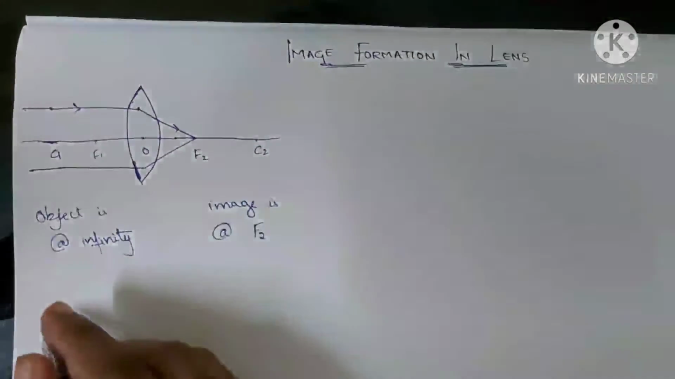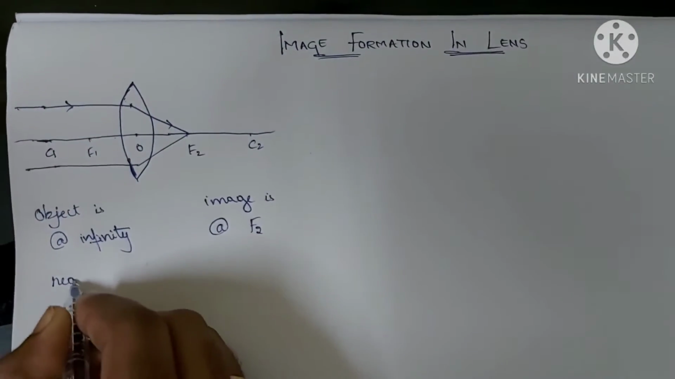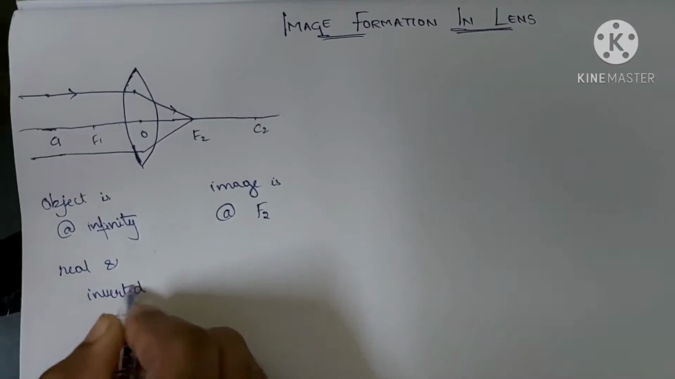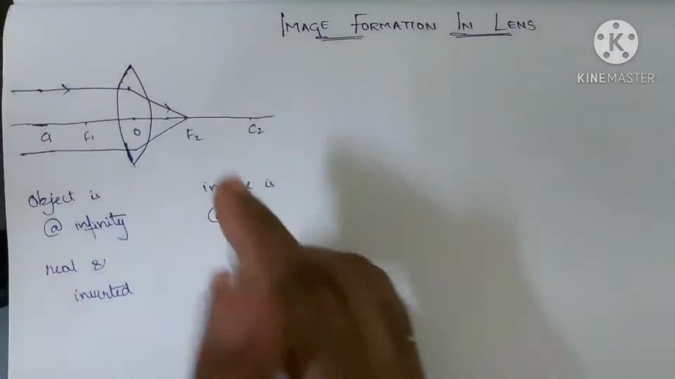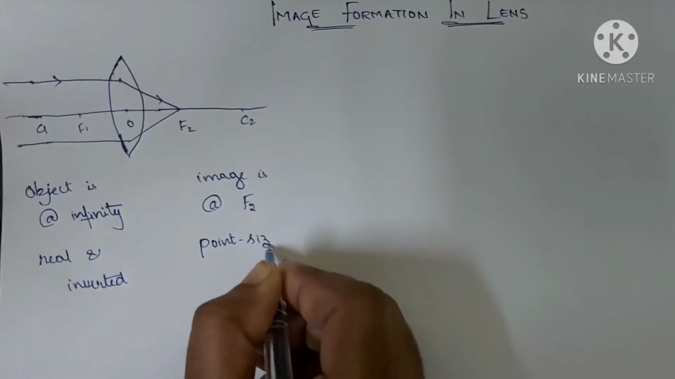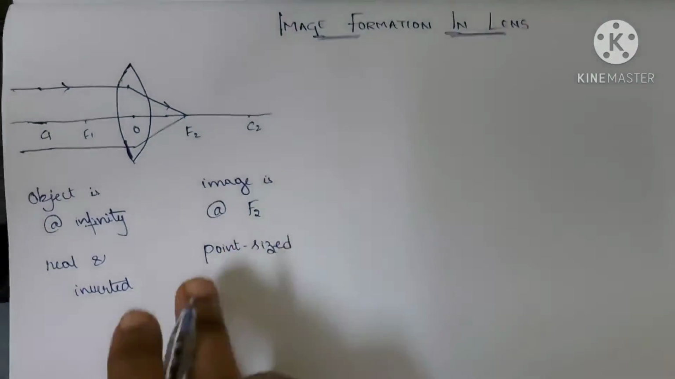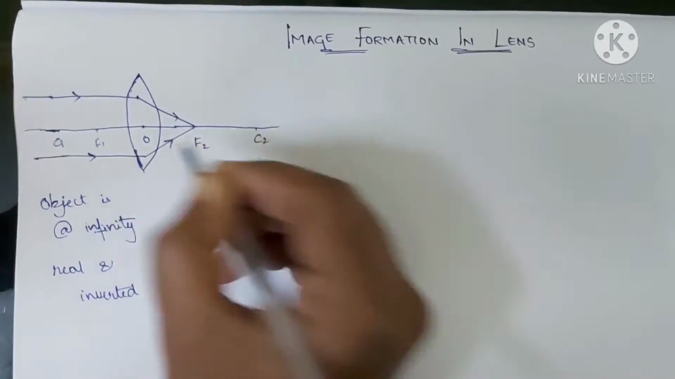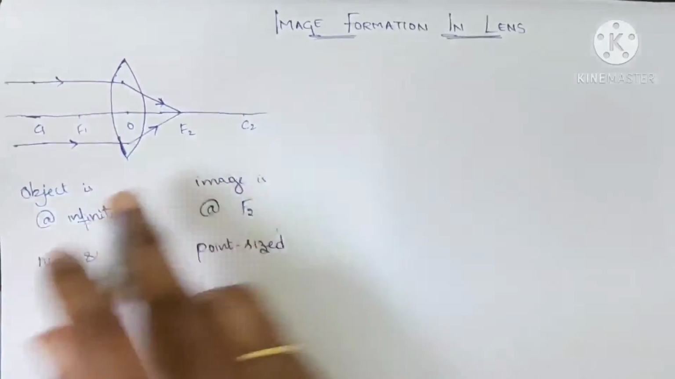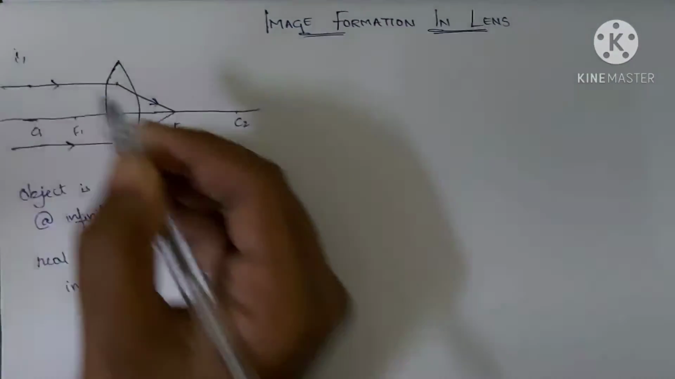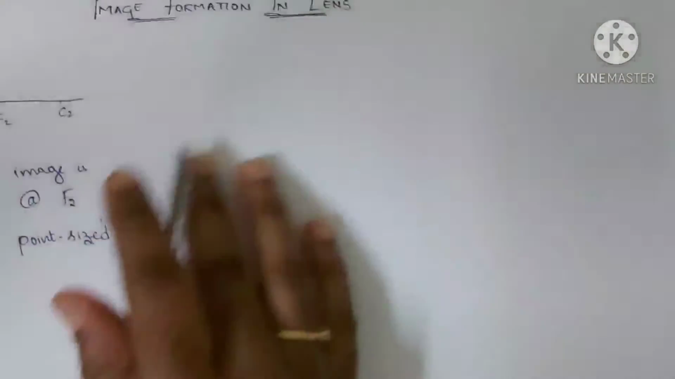Now what is the nature of the image? It will be real and inverted. And what about the size? Point sized. You can write point sized or highly diminished. I'm just stopping with point sized, okay? This is how it comes through. This is case 1. We'll see case 2.